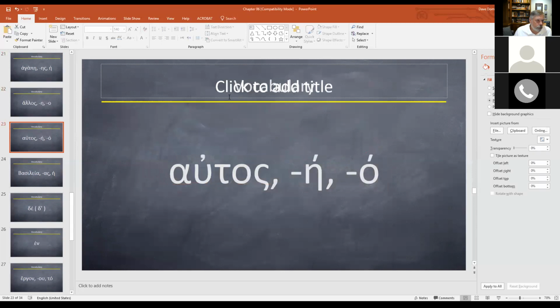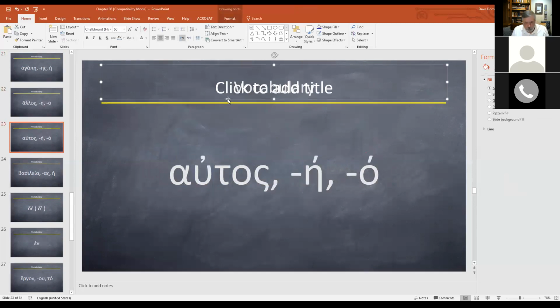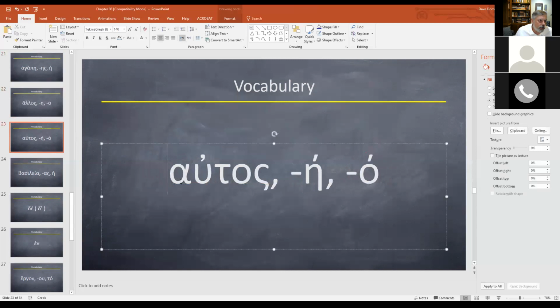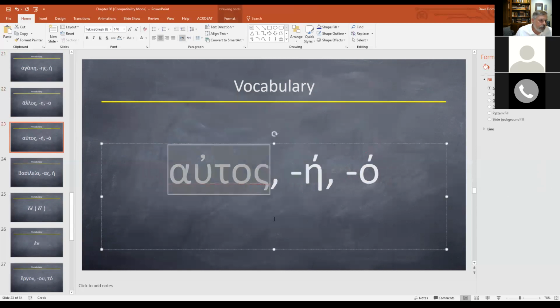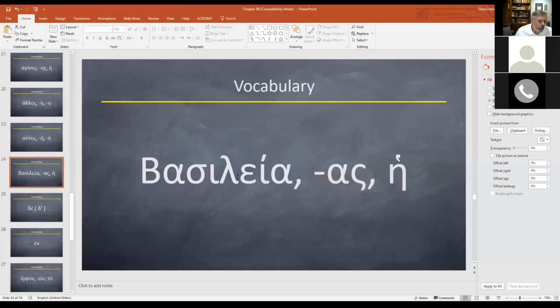Autos is a pronoun, means he, but not every pronoun is a he. Some are a she, so it could be aute. Some are neuter, an it, so it could be auto. And so you have autos, aute, auto. That's its lexical form. Basileia is king, or kingdom. I forget now. Kingdom, yeah.